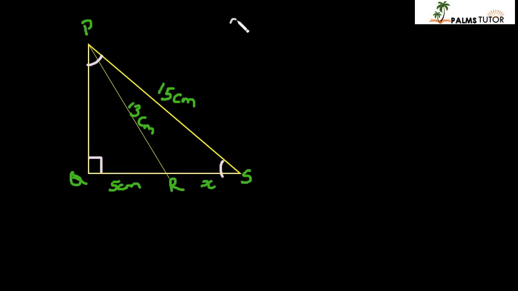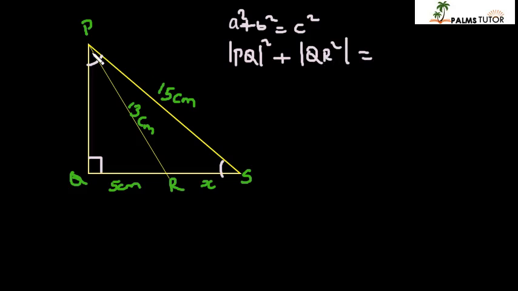The Pythagoras theorem says that a square plus b square equals c square, which means that the sum of the squares of the two sides of a right angle triangle equals the square of its hypotenuse, which is the longest side. In this case, we have two sides, PQ and QR, so we can say line PQ square plus line QR square will equal the square of the hypotenuse, that's line PR square.